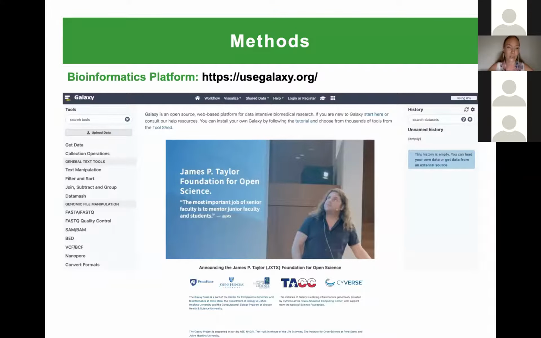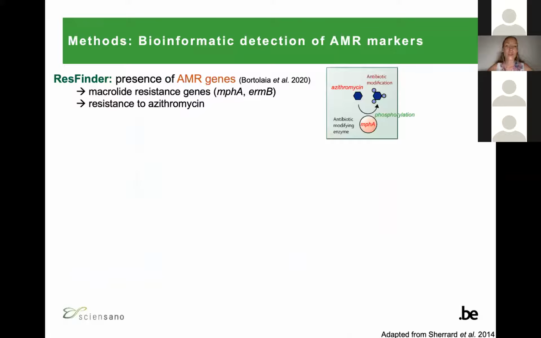which I'll describe now. So the first tool that we used is called ResFinder, which was published by Bortolaia et al. And this can help to detect the presence of antimicrobial resistance genes. So in our case, we were interested to detect mphA and mphB, which are able to phosphorylate azithromycin and thereby govern resistance to azithromycin.